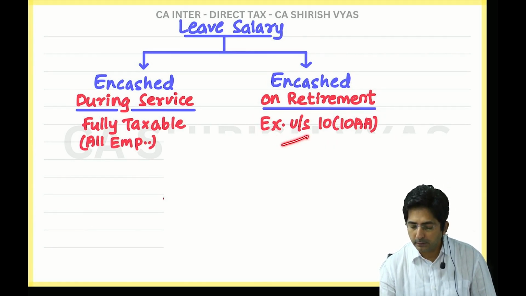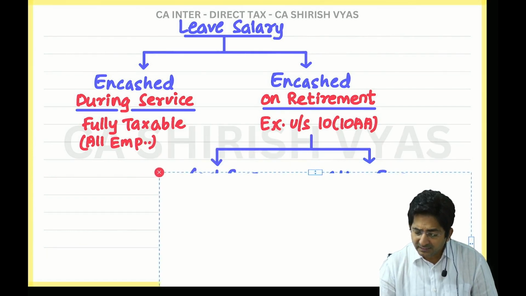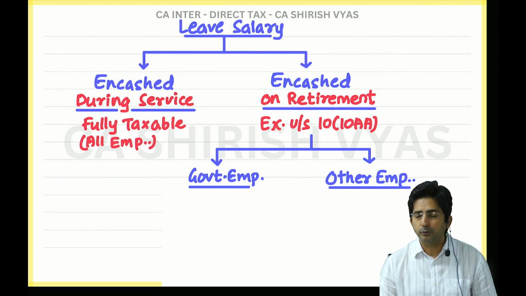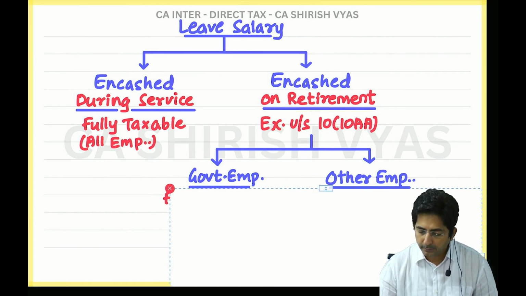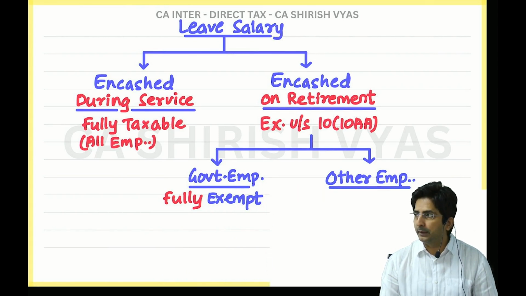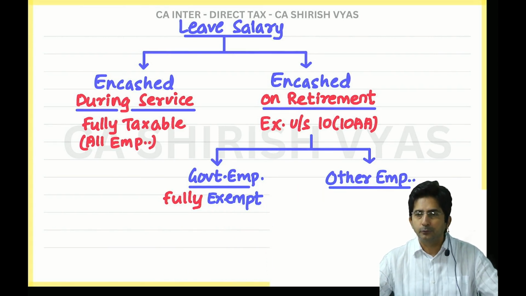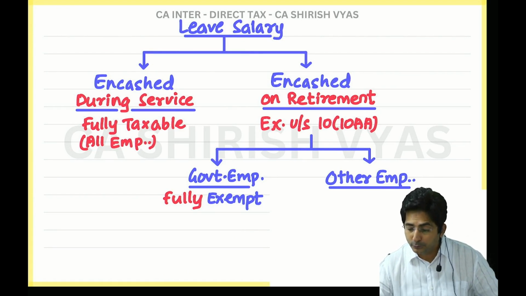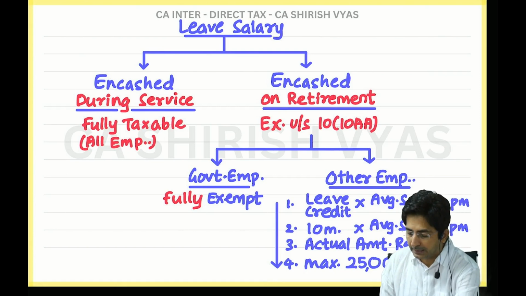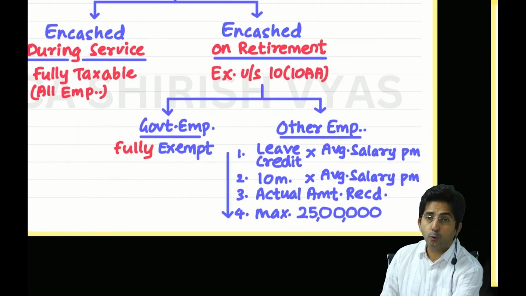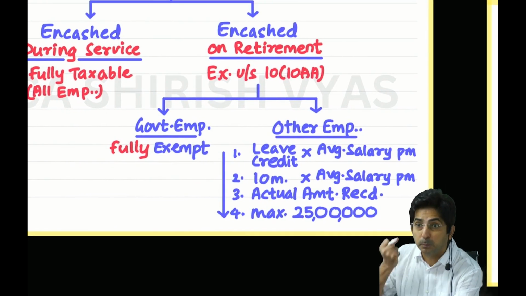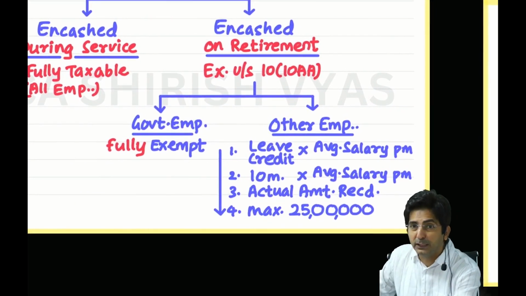Now can you guess how the chart will move further? Now you have to check whether you are a government employee or other employee. So tell me, if he is a government employee, then it will be fully exempt. And if he is another employee, then partly exempt, partly taxable. So again there will be a formula. Can you see the formula here? Look. 1, 2, 3, 4. Whichever is less. Wait. 1, 2, 3, 4. Whichever is less. Now my next explanation will explain the meaning of this formula.